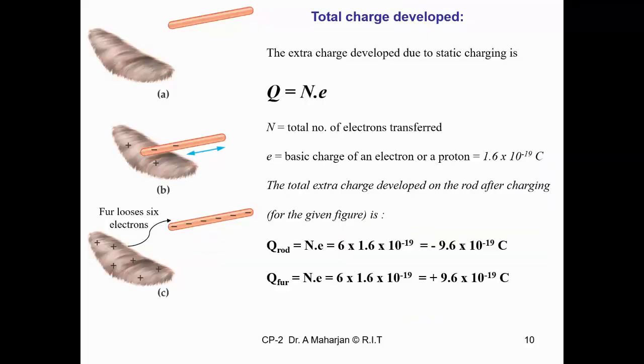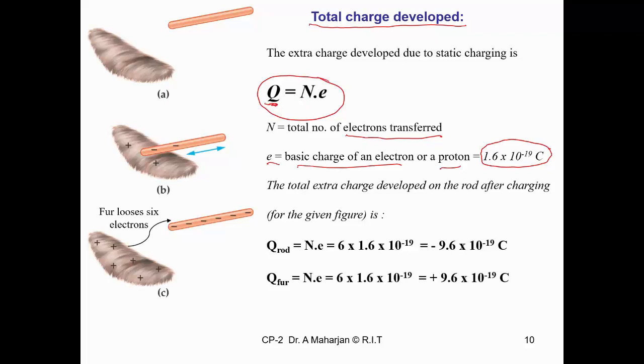Now the total charge developed. We already know that when you rub a rod against fur or cloth, it develops a static charge. How much charge is developed is given by this formula, from the conservation of charge. The total charge developed on any object is N times e, where N is the total number of electrons transferred during this process, and e is the basic charge of an electron or proton, which is always constant. Then you can find the total charge developed during this static charging.